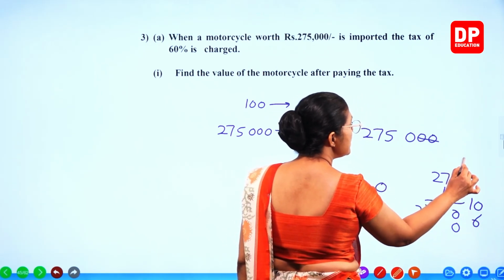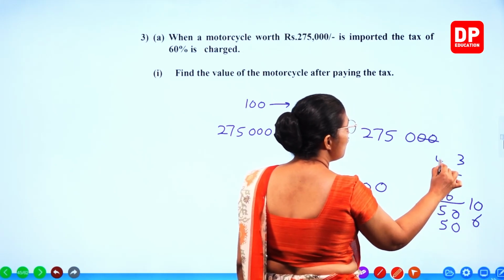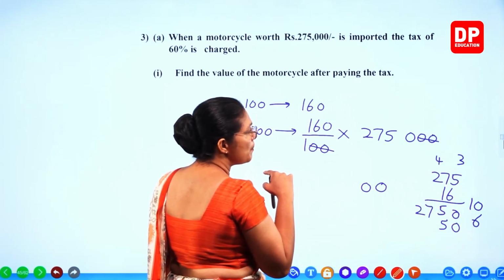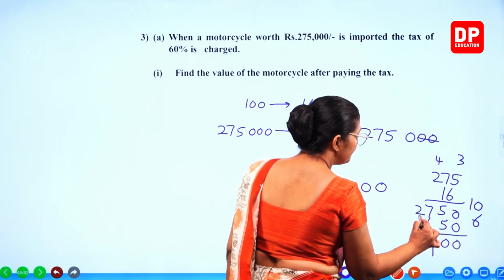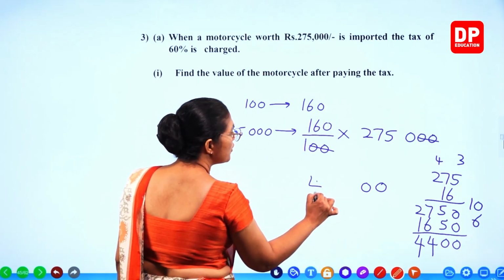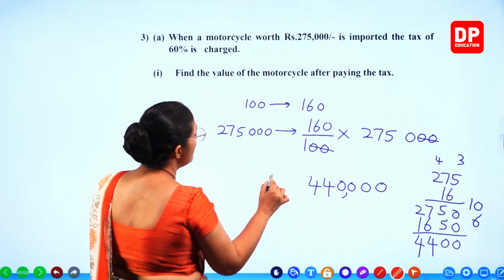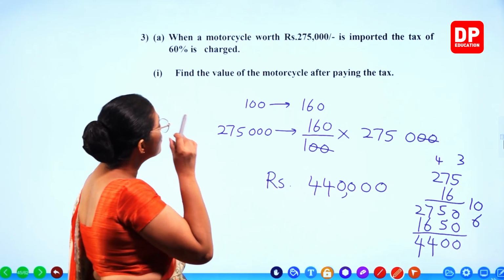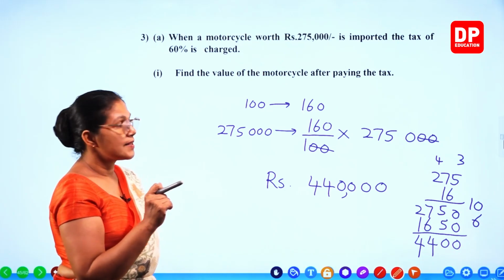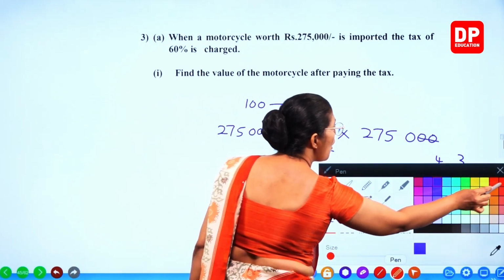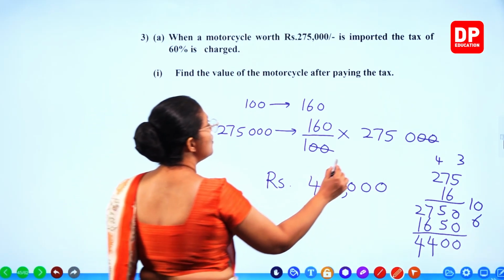6 times 5, 30. 3 remaining. 6 times 7, 42 plus 3, 45. 4 remaining. 6 times 2, 12. 12 plus 4, 16. When you add it, you get 4,400 here, and with these 2 zeros altogether 440,000 rupees is the value of the motorcycle with the tax. So how many marks for this part? You are getting 2 marks.